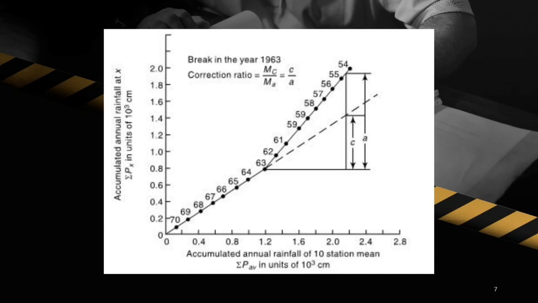A change in the slope is normally taken as significant only when it persists more than 5 years. The double mass curve is also helpful in checking systematic arithmetical errors in transferring rainfall data from one record to another.